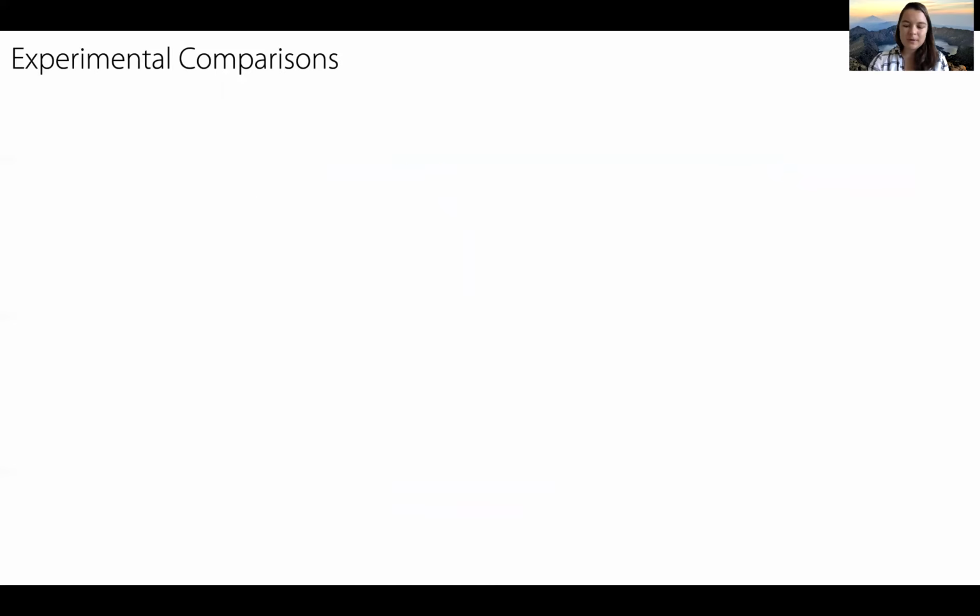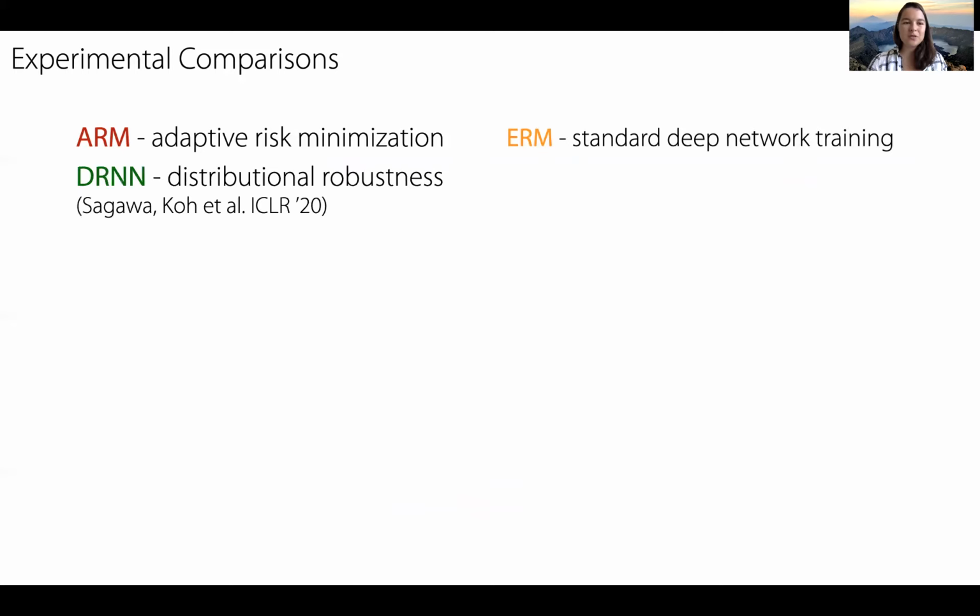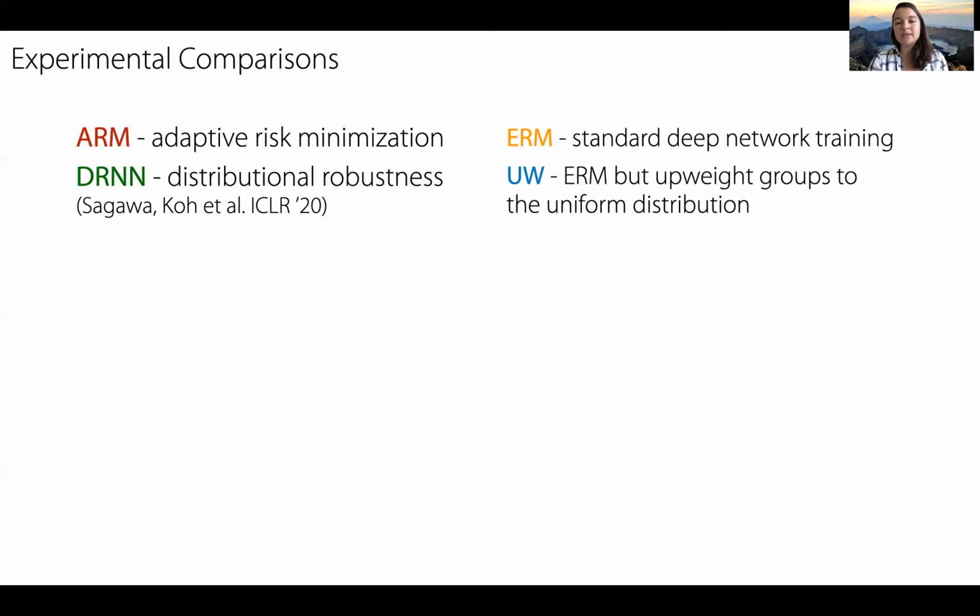Okay, so in our experiments, we compared adaptive risk minimization to standard empirical risk minimization, as well as to distributional robustness, in particular this paper by Sagawa, Koh et al., which showed how you could use distributional robustness with neural network training, which is actually a bit non-trivial. And also to a baseline that essentially does ERM, but it upweights the groups to the uniform distribution over groups. We'll refer to this as UW, in the sense that it's upweighting groups according to the uniform distribution.